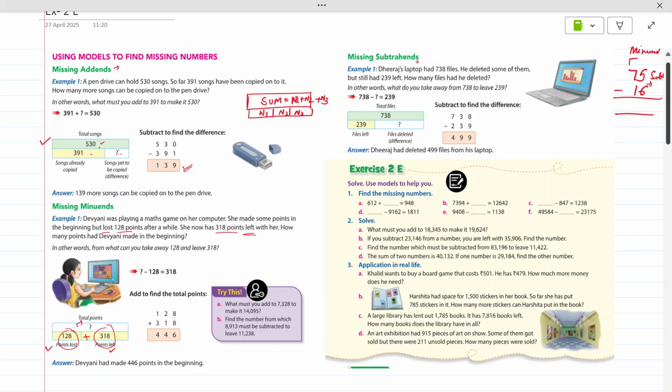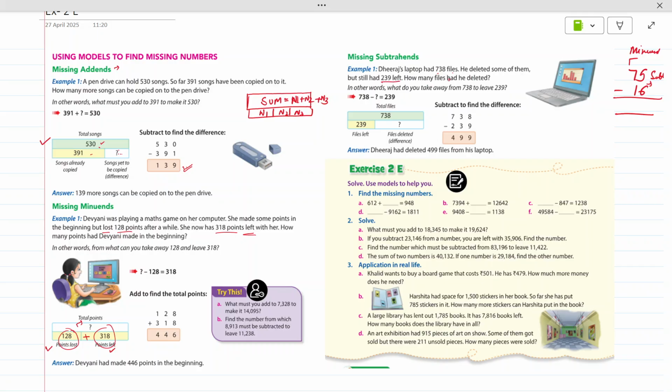Now we have missing subtrahends. So let us go through this question. Example: Dheeraj's laptop had 738 files. So this is the number of files present in Dheeraj's laptop. He deleted some of them, but still had 239 left.